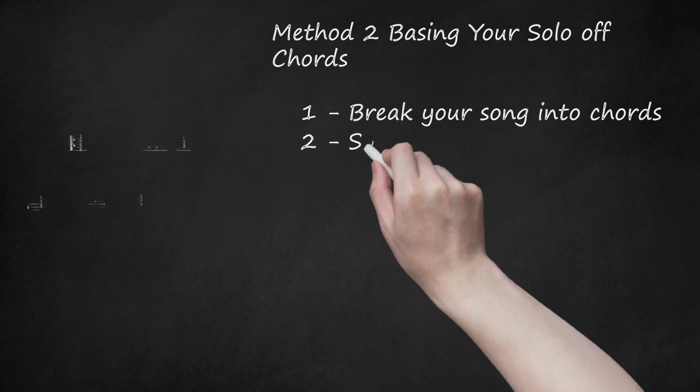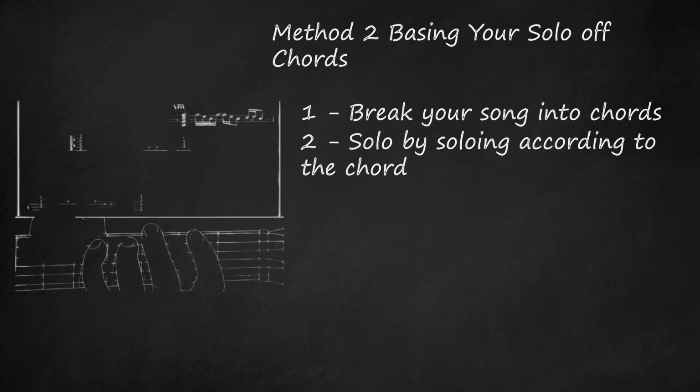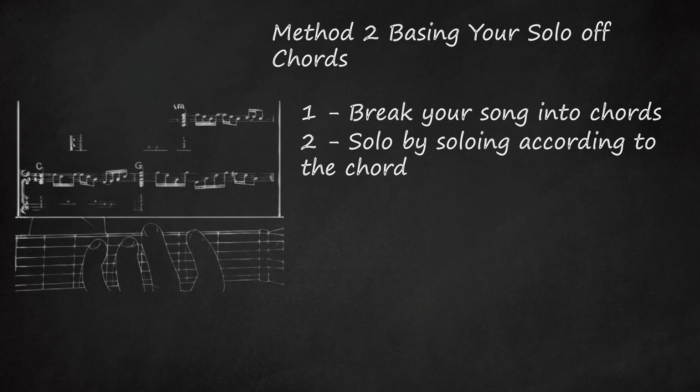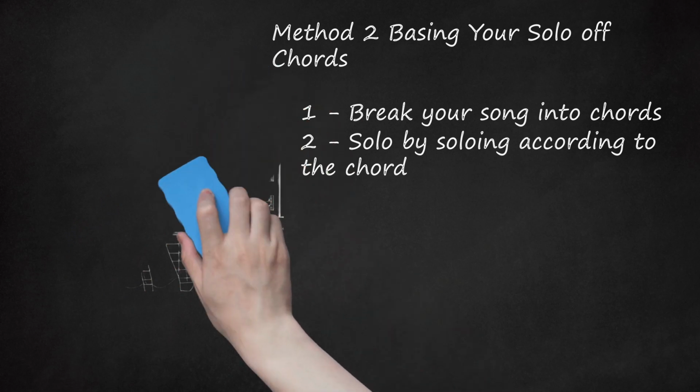2. Solo by soloing according to the chord. Now that your chords are written out, you can play scales or arpeggios in the key of those chords to create a complementary sounding solo. When the chord changes, change the scale or arpeggio you are playing to match the key of the new chord. Keys with the same number of accidentals, or keys different by only a single accidental on the circle of fifths, are generally harmonious.